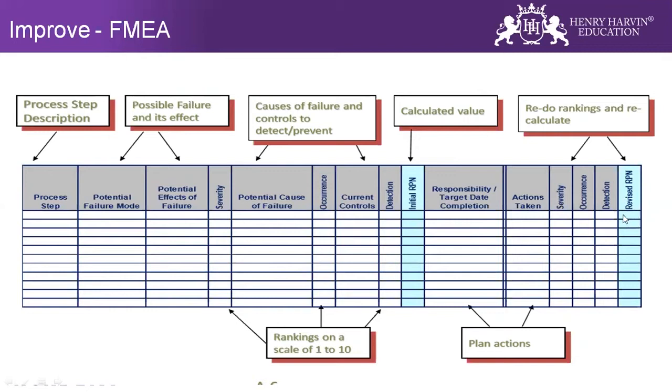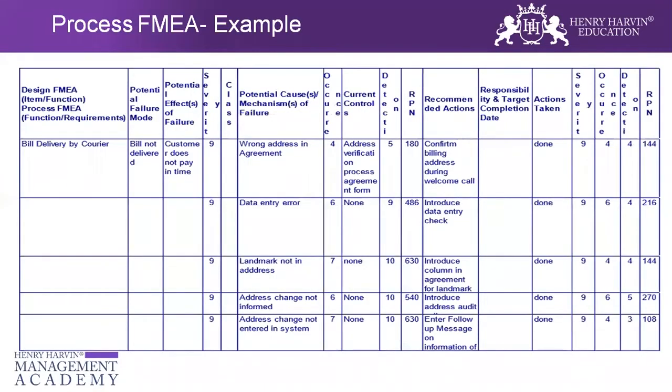And unless my RPN is lesser than 100, I will not deploy the solution. I have to have the RPN lesser than 100 to deploy the solution. That's a standard that needs to be followed. Okay. So this is one of the examples that I have for you to understand.